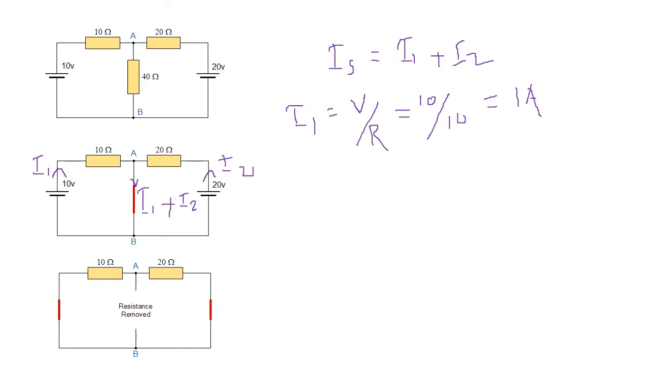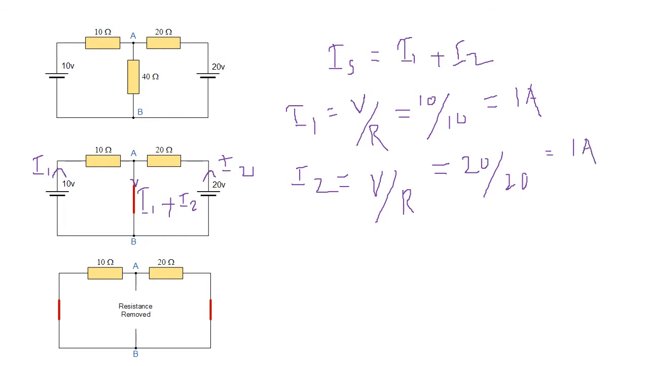Then we need to find I2. In the same way, I2 is flowing through the 20 volt battery. The voltage across the 20 volt battery is 20, and V over R gives 20 over the resistance value. Here the 20 ohm resistor is connected in series, therefore we can consider this external resistor as the internal resistor. So 20 by 20 ohm is also equal to 1 ampere.